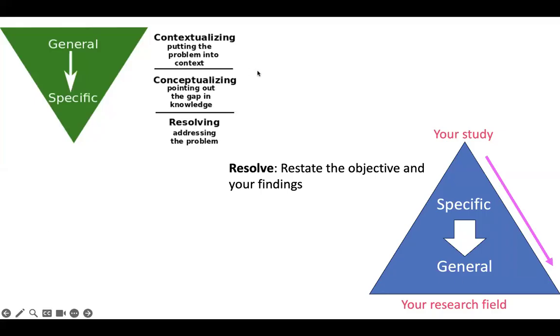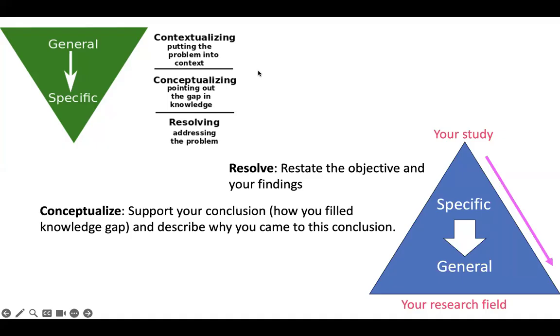Next in your discussion, you should work on conceptualizing. So this is basically saying how you actually filled your knowledge gap that you identified in the conceptualizing part of the introduction. And at that same point, we also talk about how we came to that conclusion, how we filled that knowledge gap based on our results and also other literature. And we may also discuss some limitations here at this point.